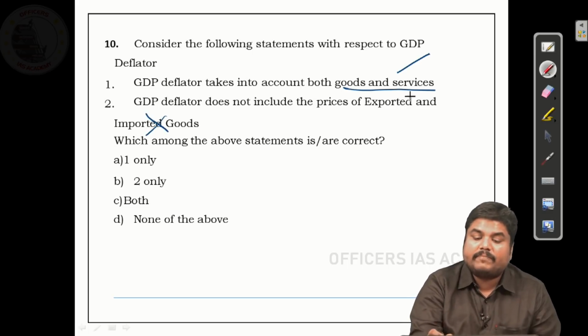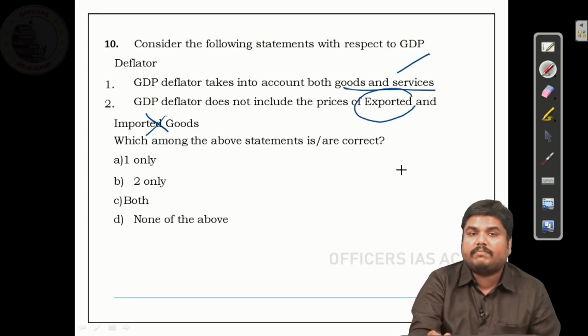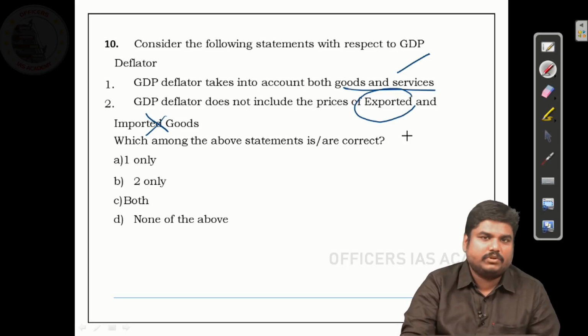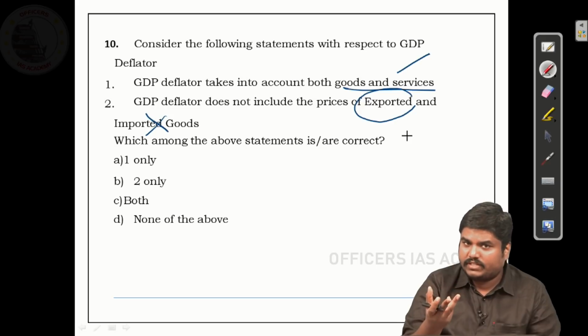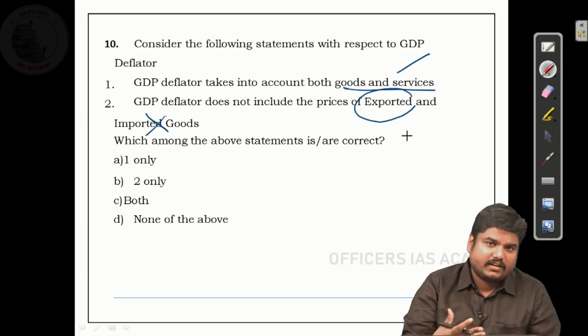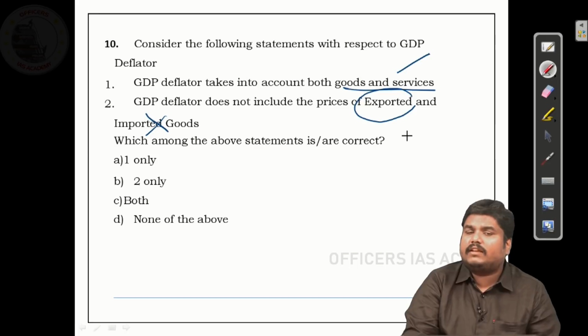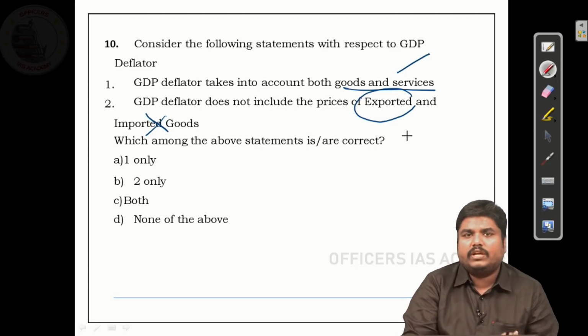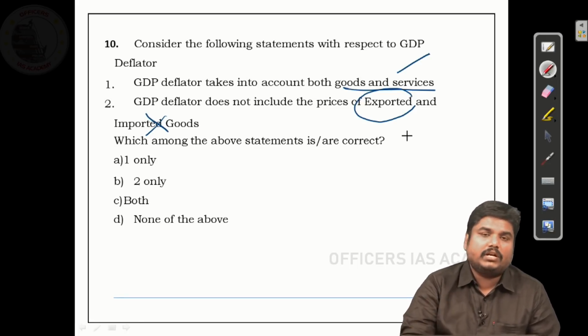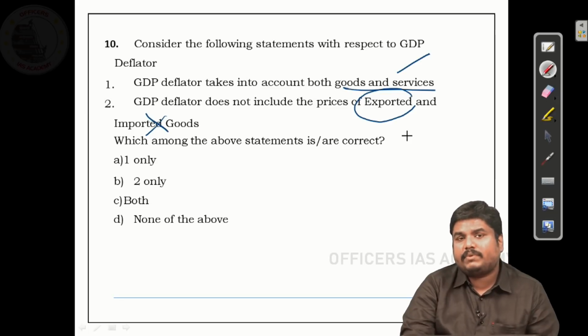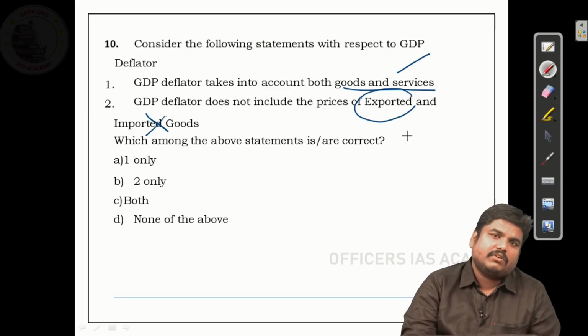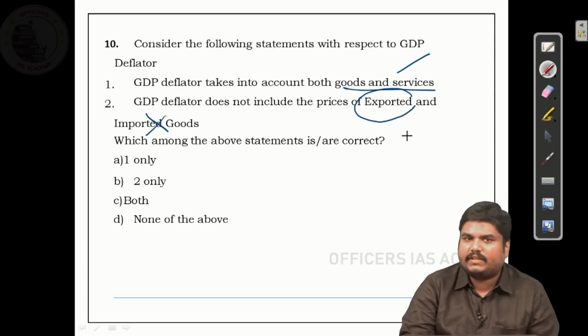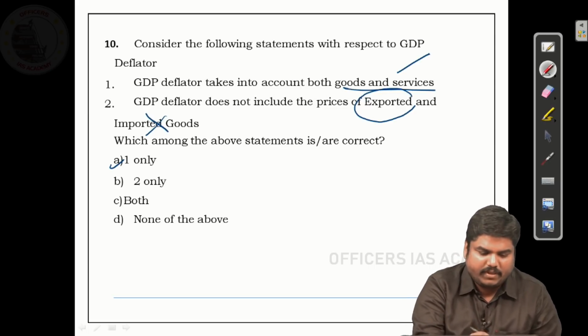That is correct. But it also takes into account the price of the goods which are meant for exports. In the previous questions I discussed, the goods which are meant for exports are also produced within the country. That is a part of GDP. That is a part of GDP deflator also. It will not take into account imported goods. But if you take the CPI or WPI, that will take into account imported goods as well, right? So statement 2 is wrong. Statement 1 is correct. So answer is going to be A, 1 only.